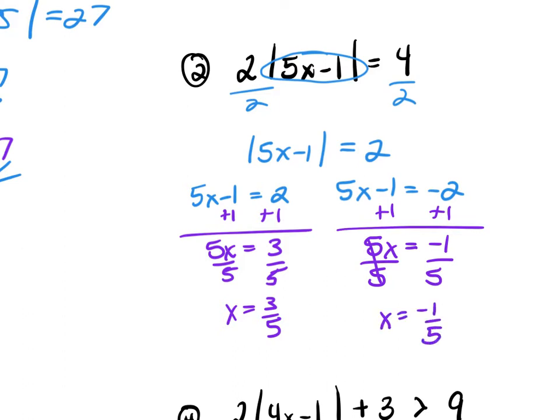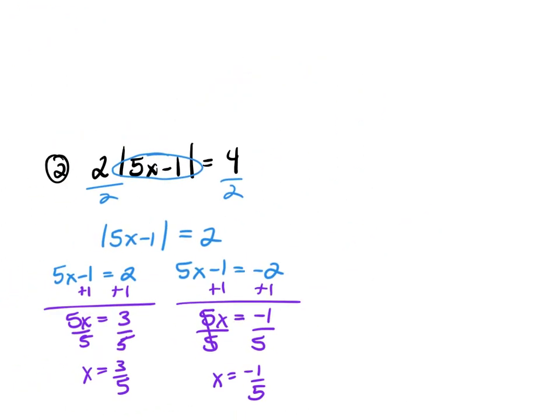Now, before you just circle them and say, okay, I'm good to go, let's check. Scoot over here. Absolute value of 5 times 3 over 5 minus 1. Does that give me 4? My 5's cancel out, right? What's 3 minus 1?